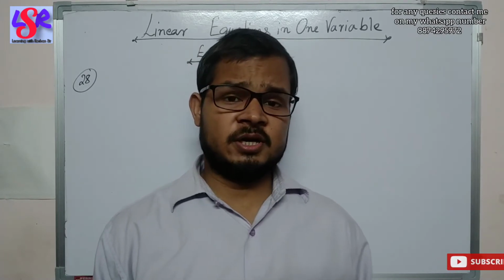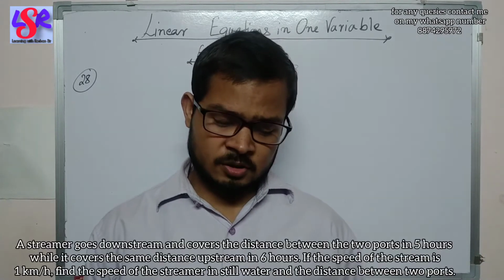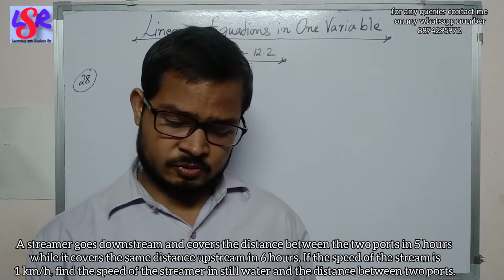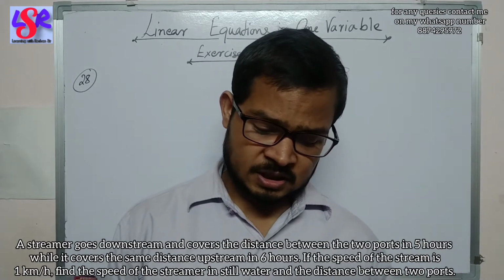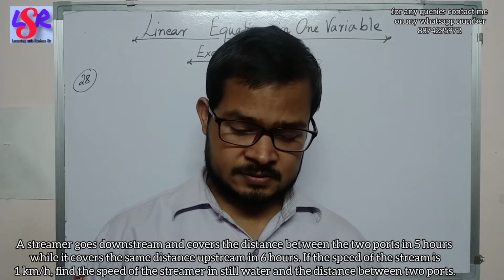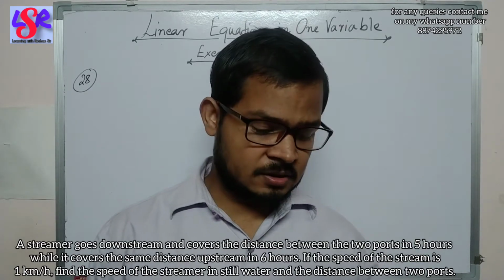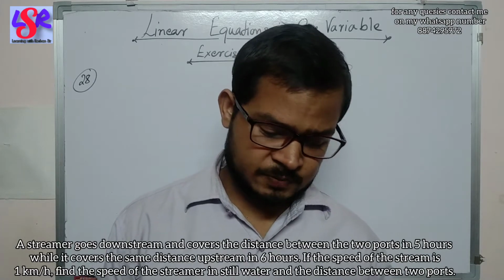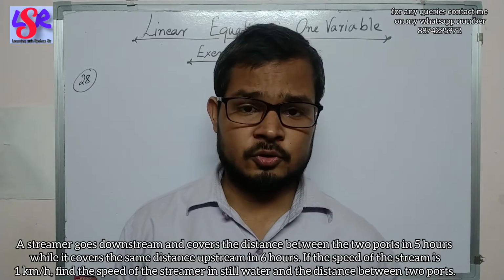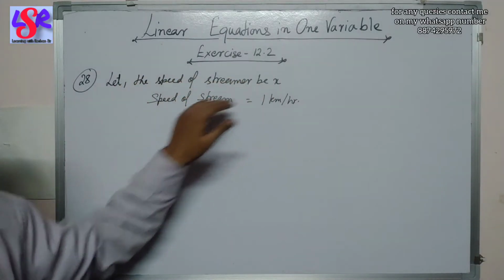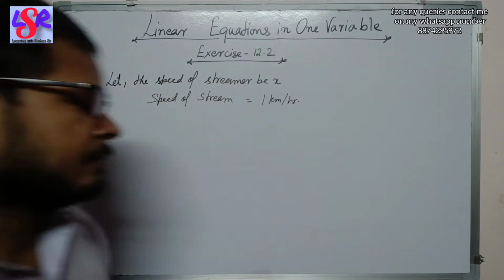In question number 28 we have a streamer that goes downstream and covers the distance between the two ports in 5 hours, while it covers the same distance upstream in 6 hours. If the speed of the stream is 1 km per hour, find the speed of the streamer in still water and the distance between the two ports. Let the speed of the streamer be x and the speed of the stream be 1 km per hour.